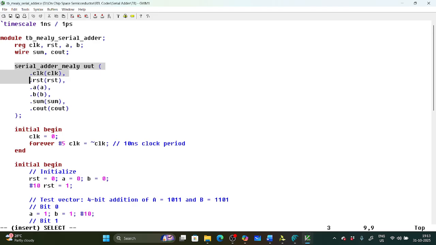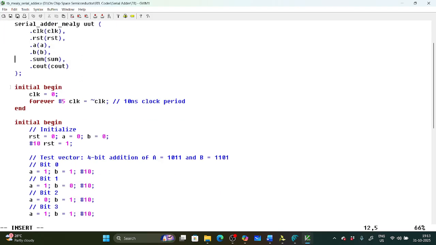And I need to instantiate the design. How am I instantiating? By connection by name. So this is my design name: serial_adder_Mealy, unit under test. Whatever the variables outside the brackets are nothing but design inputs and outputs. Whatever the variables inside the brackets are nothing but test bench inputs and outputs.